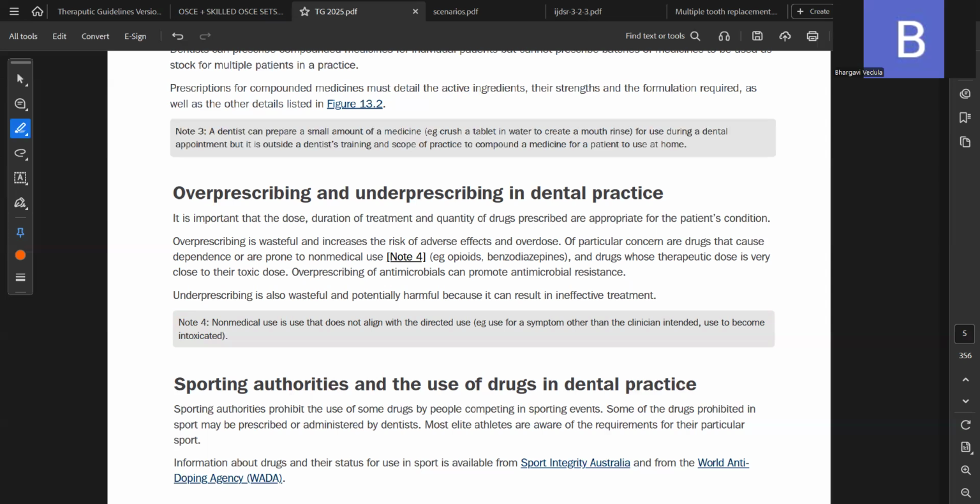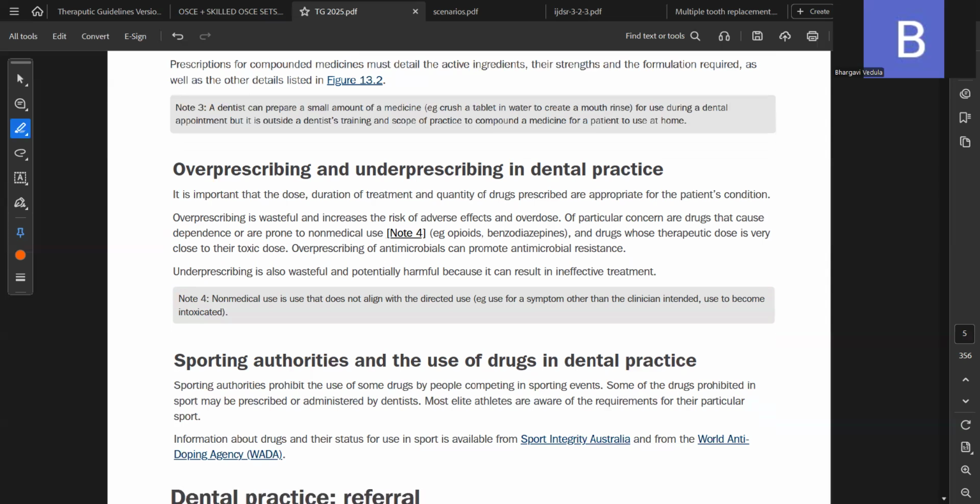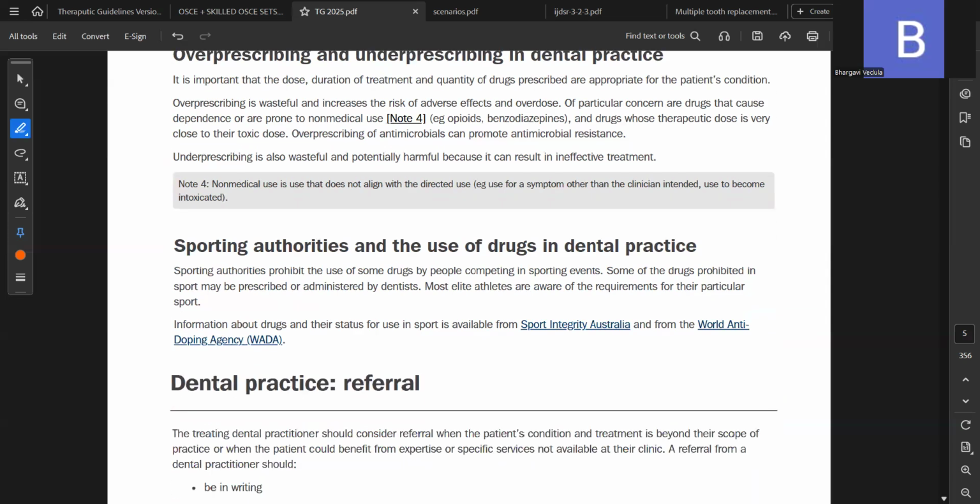Some patients will have the habit of taking painkillers continuously, right? Even though there is no reason for it, and they become intoxicated, dependent on it. Like people who take drugs, right? Like that. And then sporting authorities and the use of drugs in dental practice.